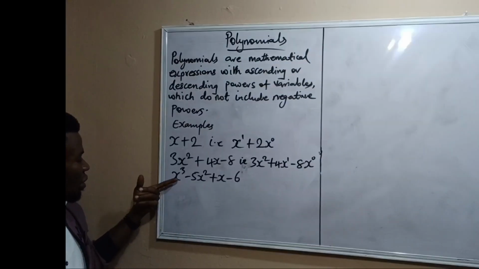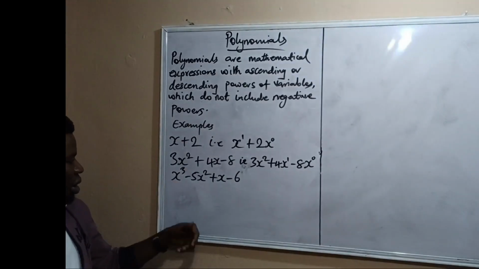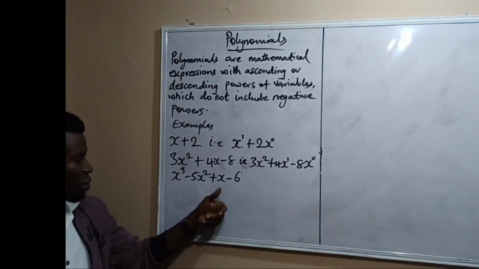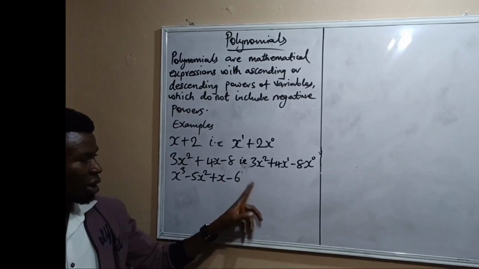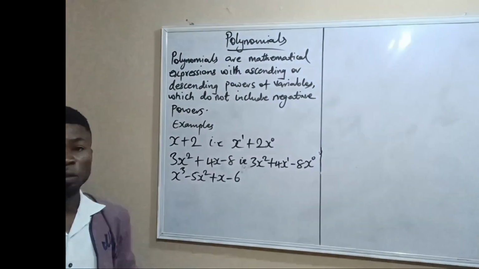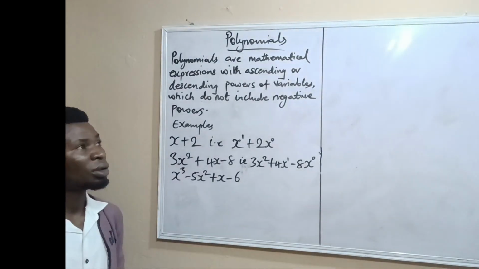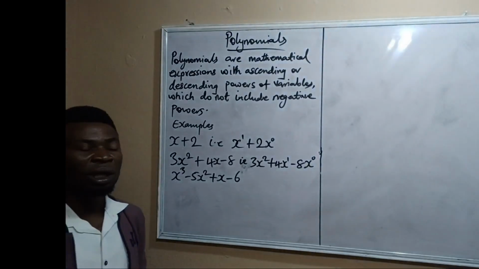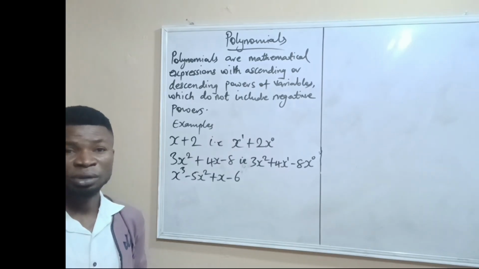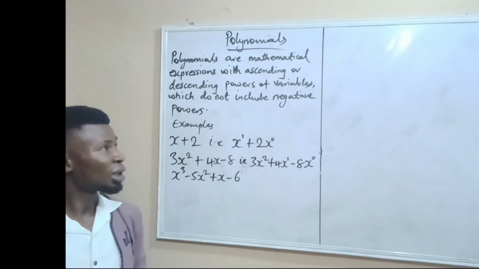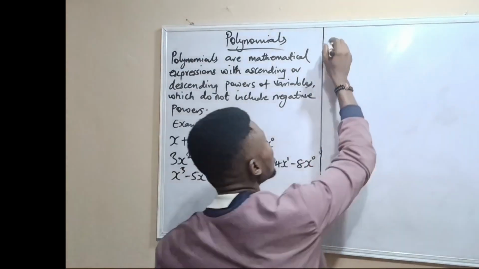We notice also that the variables have descending powers. This one is raised to the power of 3, this one is raised to the power of 2, this one is raised to the power of 1, while the one here is raised to the power of 0, which of course is 1. So these are examples of polynomials. But then, there are some expressions that we might say are polynomials, while they are not polynomials. An example of those expressions that are not polynomials.